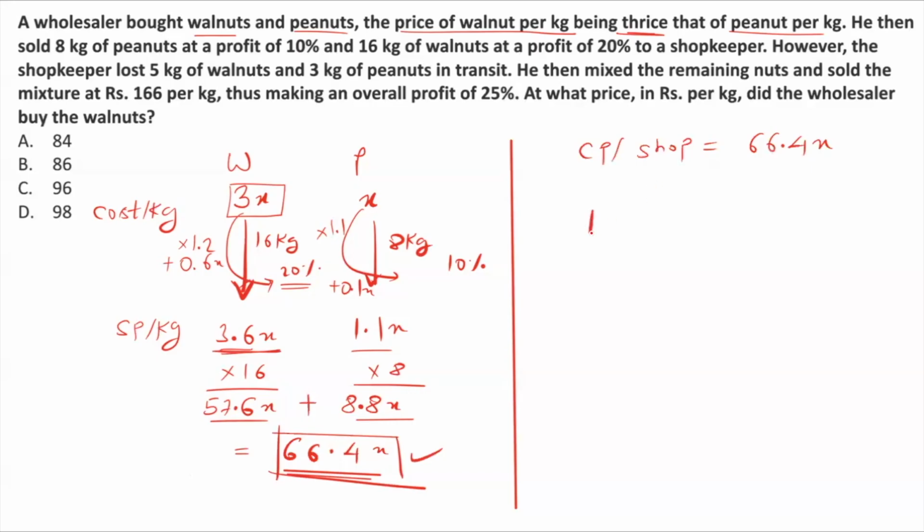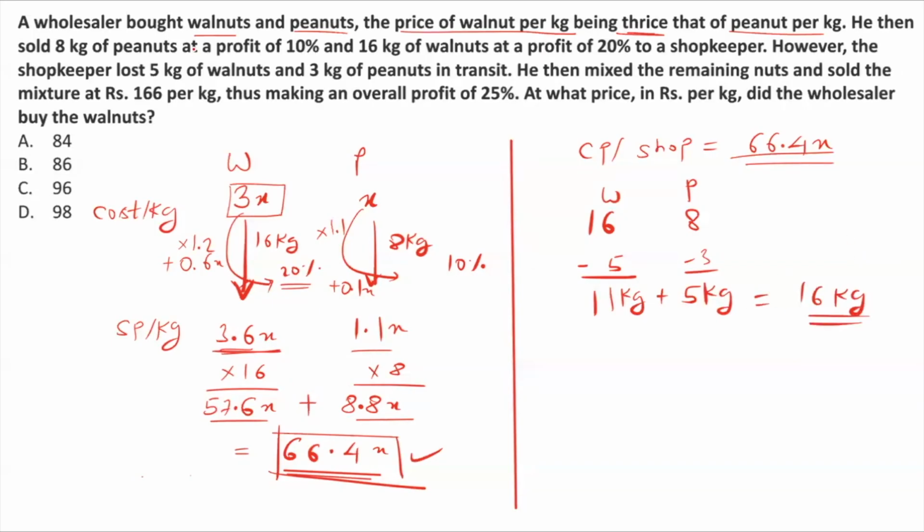In that, he has purchased 16 kgs of walnuts and 8 kgs of peanuts, right? Overall CP we have found and we know these two quantities. Now, while selling, he lost 5 kg of walnuts. So 16 minus 5 is 11 kg of walnuts remain, and 8 kgs of peanuts minus 3 is basically 5 kgs of peanuts remain. And then he mixed the remaining nuts. So he has a total mixture of 11 kgs plus 5 kgs, which will be 16 kgs. This 16 kg mixture is then sold at rupees 166 per kg, thus making an overall profit of 25%.